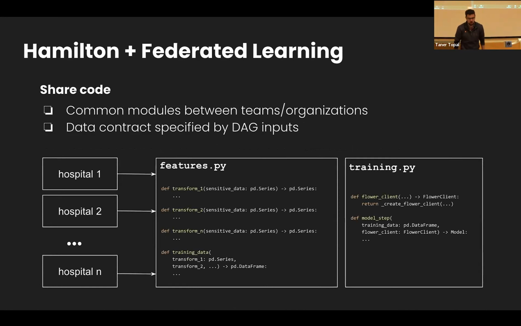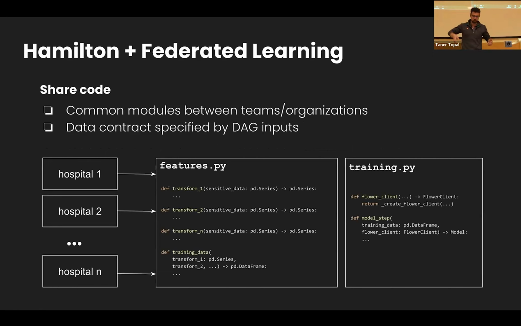The idea is that you have common modules between teams and organizations, and a data contract is specified by the DAG inputs. So we've got a features.py, which has all the feature transformations. I made this really generic looking. You've got your transformations and training data. The point is you can build this to be whatever you want, and everybody's is different.